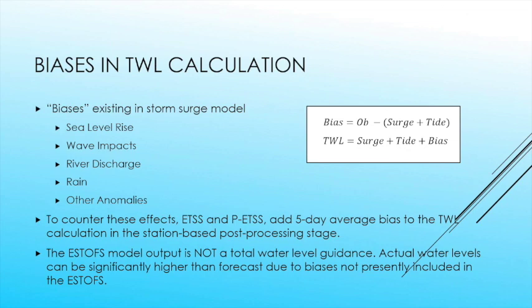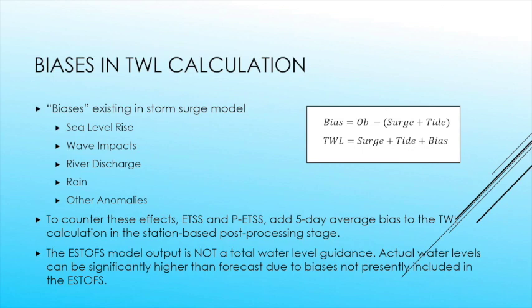Once again, I want to emphasize the importance of bias in a total water level calculation. Biases exist in storm surge models. They can range from sea level rise to wave impacts, river discharge, and rain, including a bunch of other anomalies as well. To counter these effects, the ETSS and the PETS add a 5-day average bias to the total water level calculation in a station-based post-processing stage. On the right side here, you can see the equations that are used to calculate that.